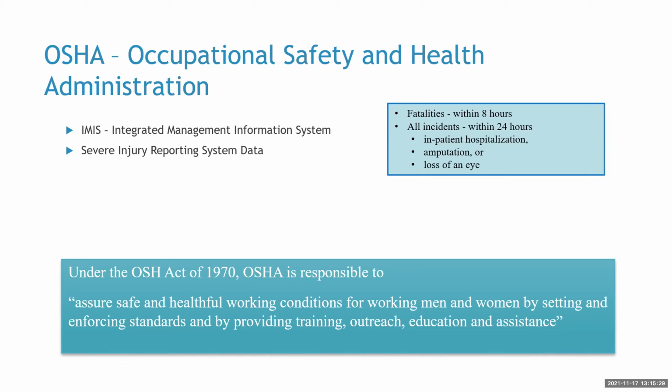Small farms are exempted from OSHA regulations. All employers are required to notify OSHA within 8 hours of a fatality, and all incidents which require inpatient hospitalization, amputation, or loss of an eye need to be reported to OSHA within 24 hours. So OSHA has 2 data systems. One is the Integrated Management Information System. The other one is the Severe Injury Reporting System. Let's look at those data sources closely.